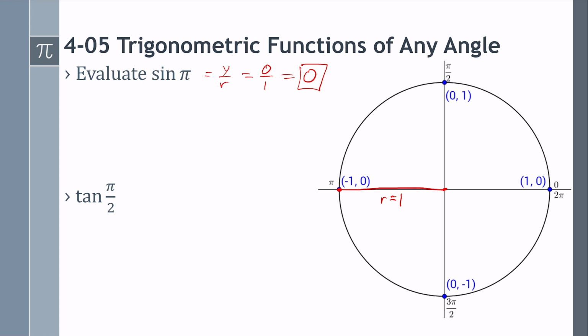How about tangent of pi over 2? Well, that's up here. Tangent is y over x. The y is 1, the x is 0. You can't divide by 0, so it is undefined. So if you get an angle that's on one of the axes, you just use the coordinates from the unit circle.